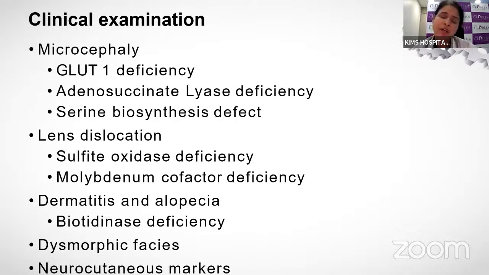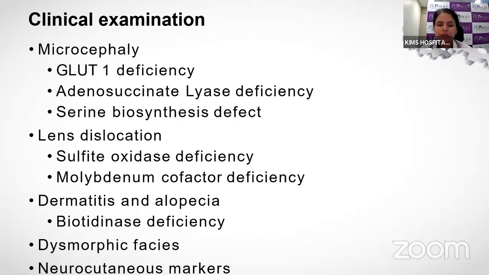So for example, microcephaly, or the presence of head circumference less than -2 standard deviation, can be associated with some metabolic disorders like glucose transporter 1 deficiency, certain urea cycle disorders, serine biosynthesis defects, etc. The presence of dislocation of the lens, which can be detected by a careful ophthalmological evaluation, can be indicative of sulfite oxidase deficiency or molybdenum cofactor deficiency.